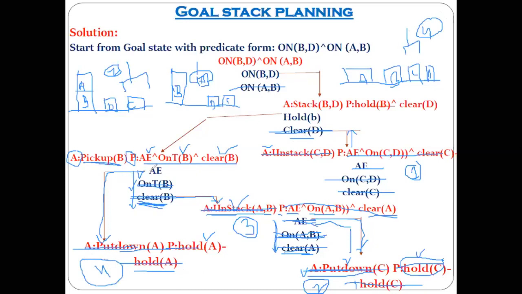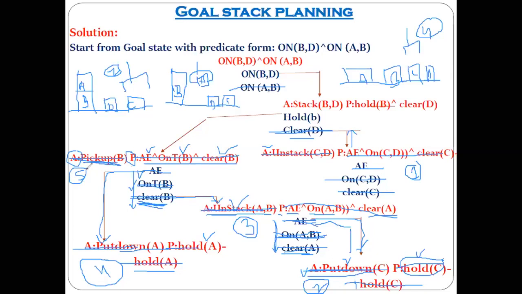Now from here we come here again. Now you can see all the preconditions are satisfied. The arm is now empty, so we'll pop this also. All three preconditions are satisfied, so everything gets popped and now we can perform the action, that is pick up B. We perform the action and update its effect in the knowledge base. That is action number five.